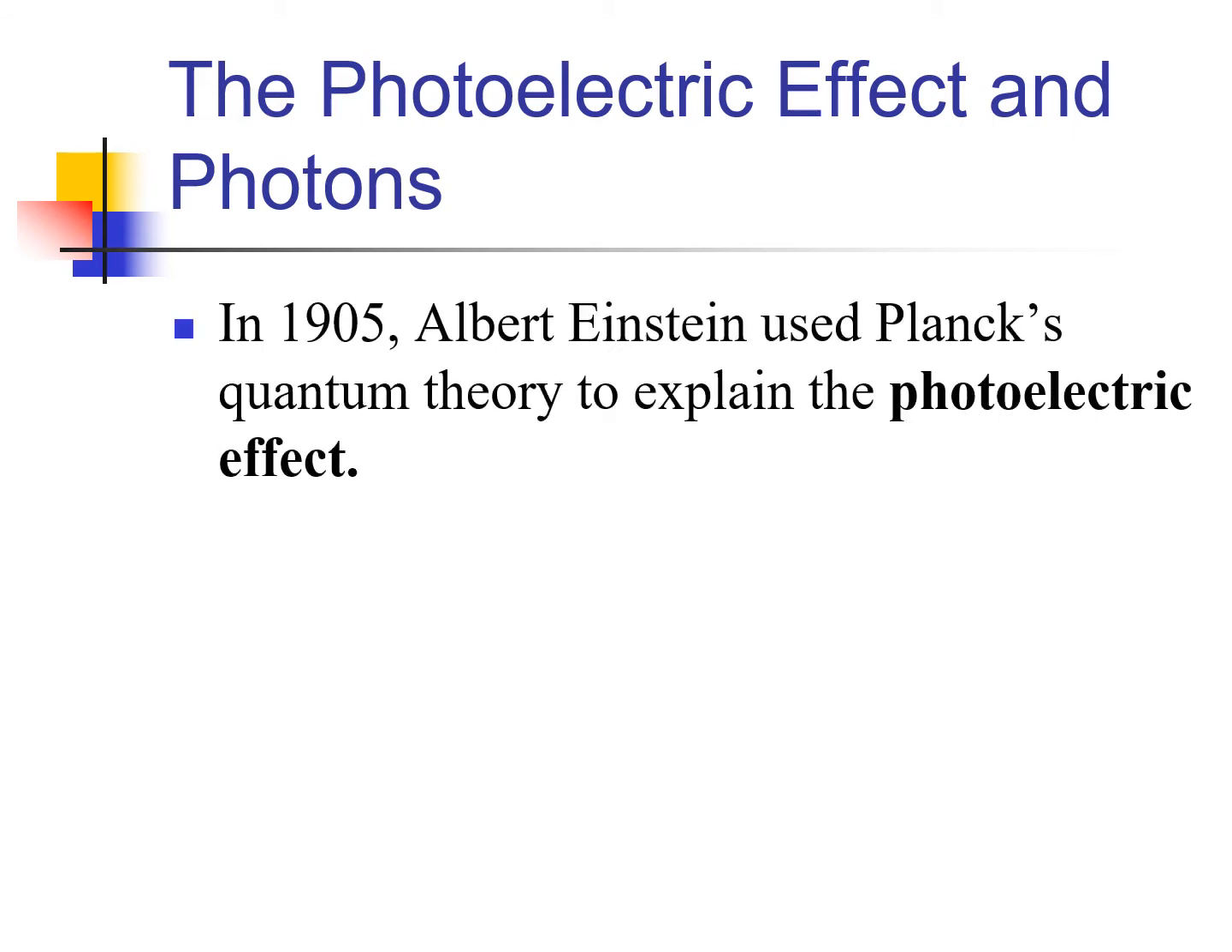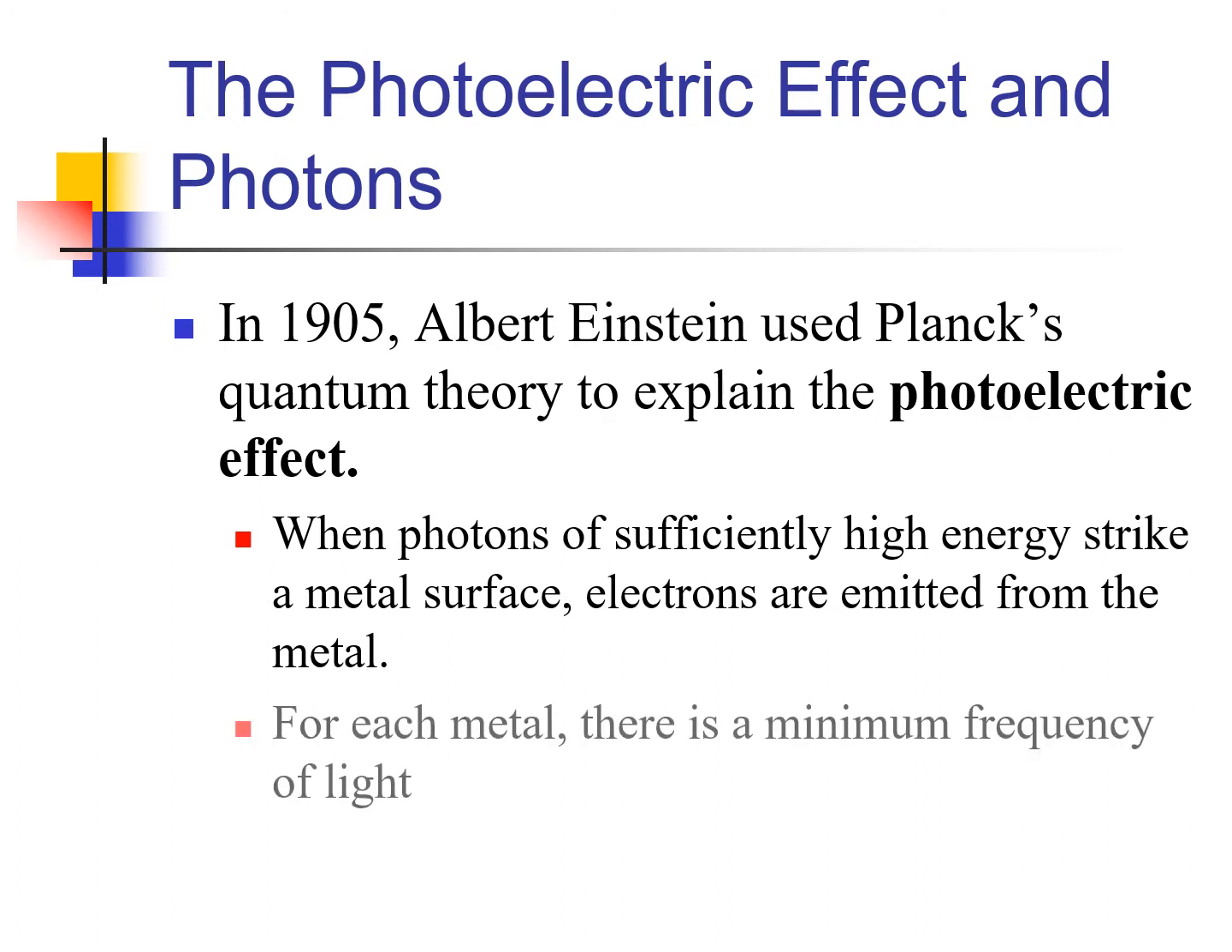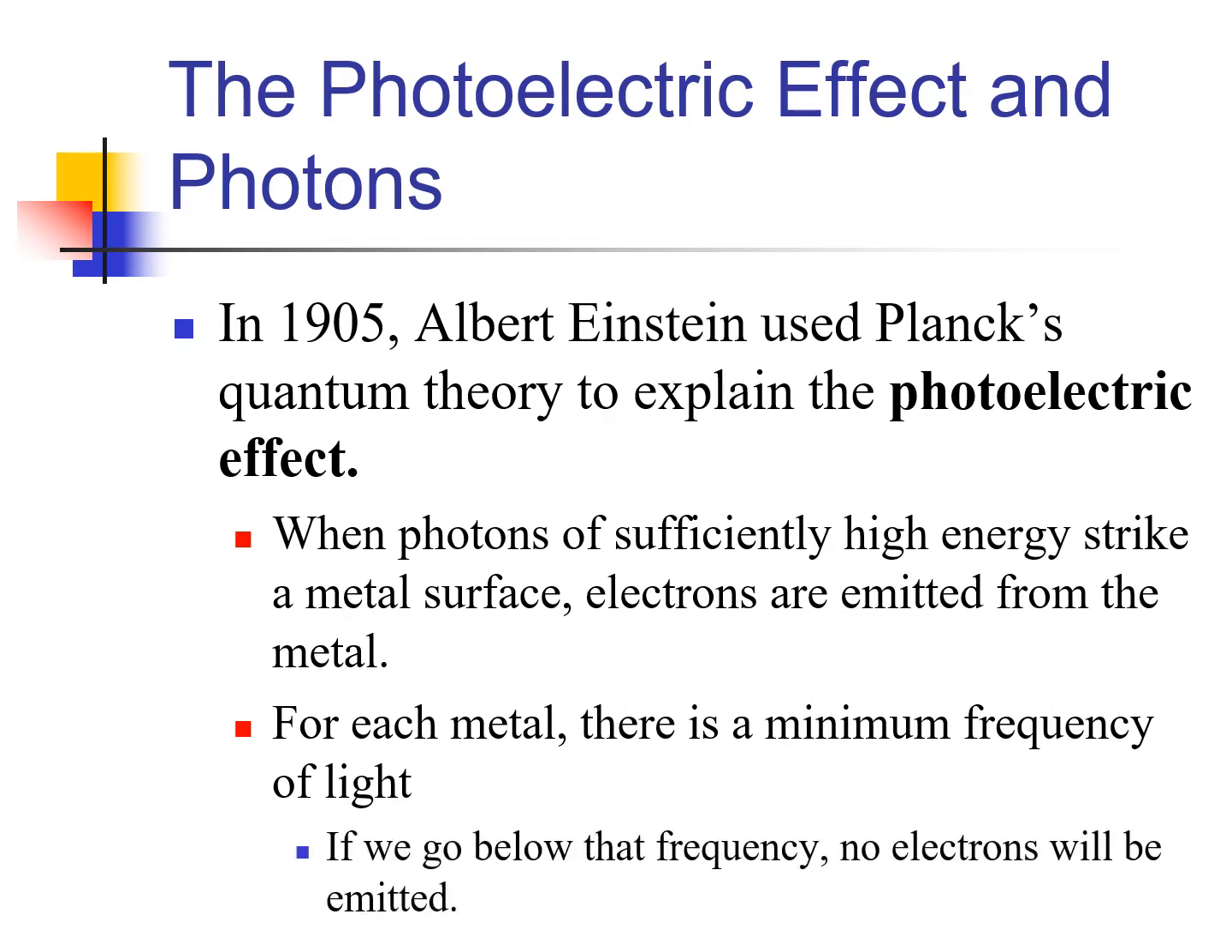Now, so we have this idea of quantized energy. In 1905, Albert Einstein, yes, that Einstein, used Planck's quantum theory to explain what's called the photoelectric effect. And what the photoelectric effect says is, when photons of sufficiently high energy strike a metal surface, electrons are given off. We knew that when you shone light of sufficient energy on metal, it would emit electrons. Now, what we found is that for each metal, there's some minimum frequency needed. If we go below that frequency, no electrons will be emitted.